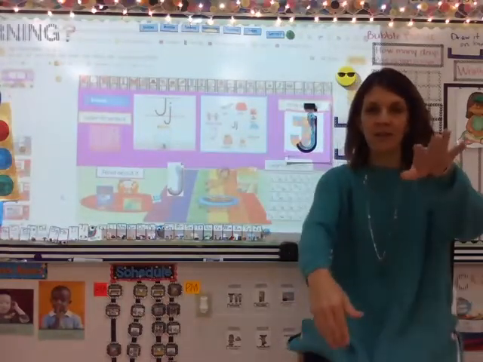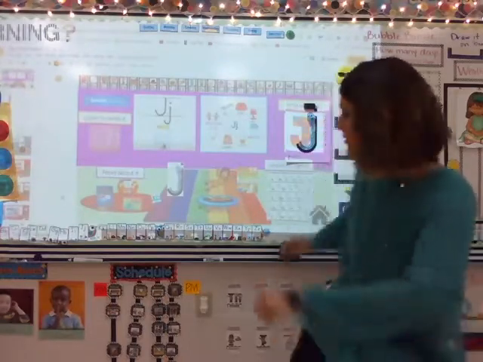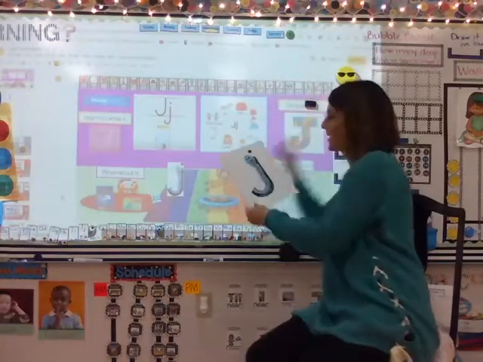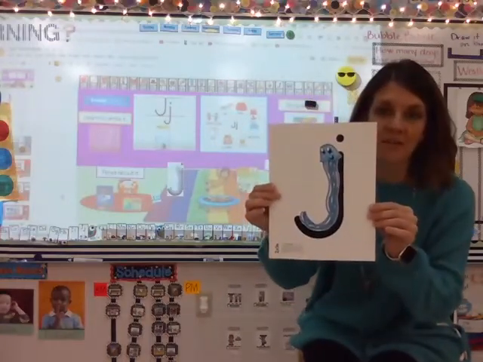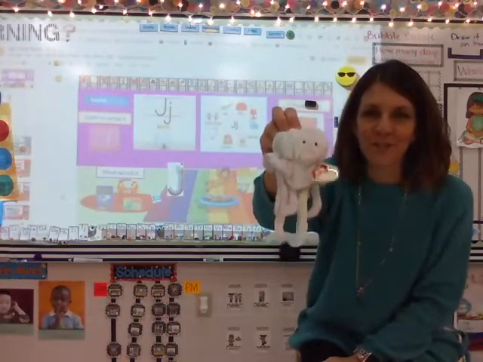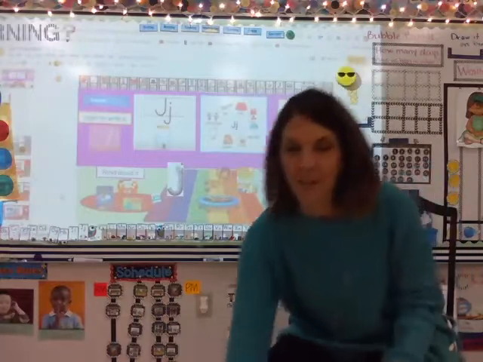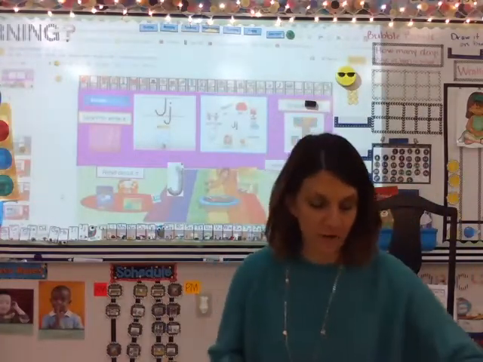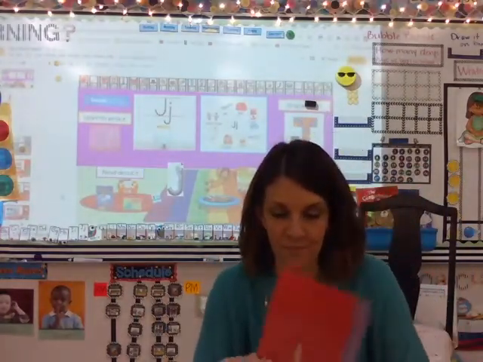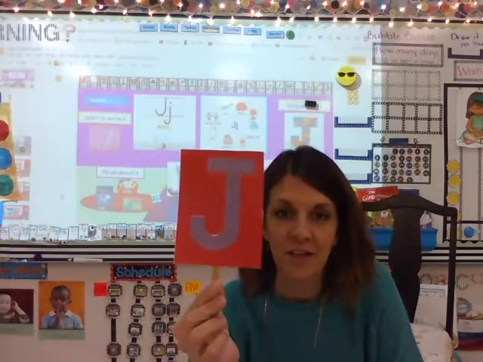And we get our arms ready and we pretend like we're a jellyfish swimming, because our visitor is Jerry Jellyfish. And I have my real Jerry Jellyfish. So J says J, J, J. I'm going to move a little closer so you can see my cards. All right. This is my capital J. J says J, J, J.